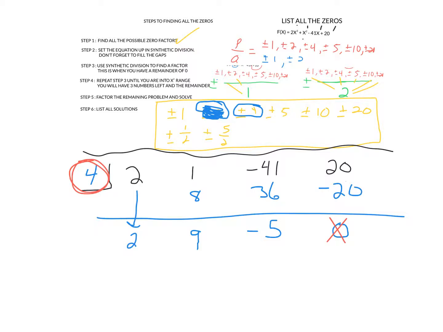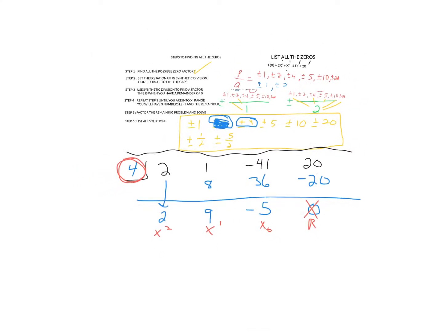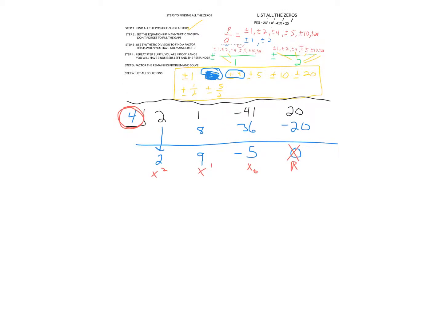Now at this point, we're going to start taking a look at this. Now remainder, and I've got x to the 0, x to the first, x squared. So this tells me I can now take this out of synthetic division and stop playing this horrible guessing game and factor it, something we should be very good at now. So this is going to be 2x squared plus 9x minus 5.